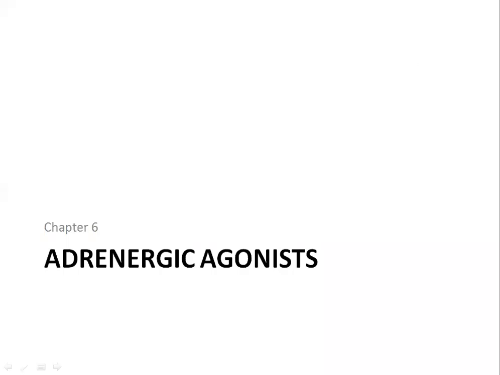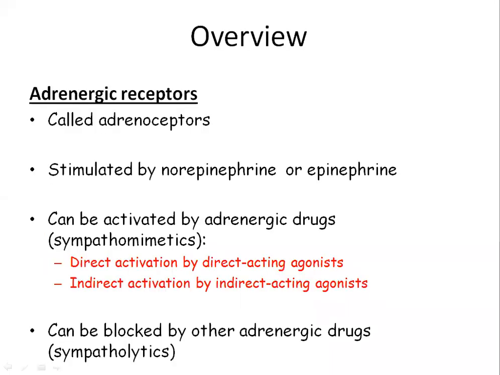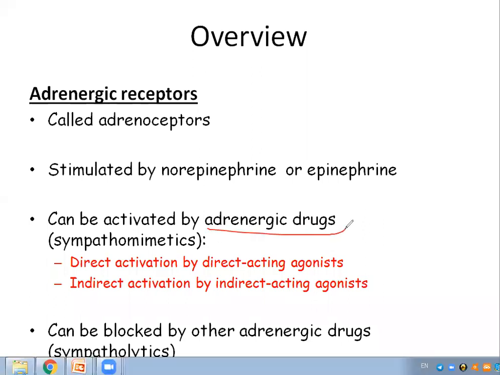So, good morning. Today, I'm going to start a new chapter that talks about adrenergic agonists. So, what are adrenergic receptors? Adrenergic receptors, as I explained in chapter 5, are also called adrenoceptors. Those adrenoceptors are receptors that are stimulated mainly by two kinds of neurotransmitters. One of them is called norepinephrine, and the second one is called epinephrine. And usually, the adrenergic receptors are receptors that can be activated by adrenergic drugs.